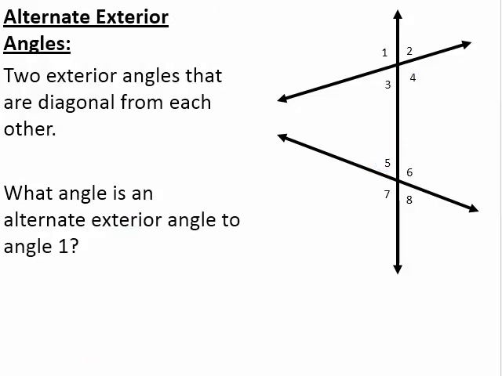Alternate exterior angles are two exterior angles that are diagonal from each other or on alternate sides of that transversal. So if we look at angle 1, you'll notice that if you go on the opposite side of that transversal and land on the other exterior angle that is opposite of angle 1, you'll land on angle 8.